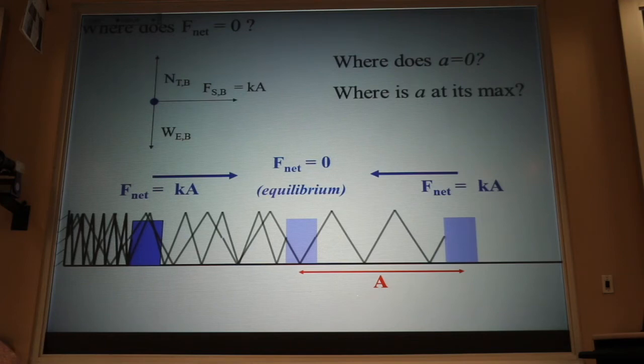Because at that point, right after that point, the spring is going to push the block off. A positive acceleration. Okay.